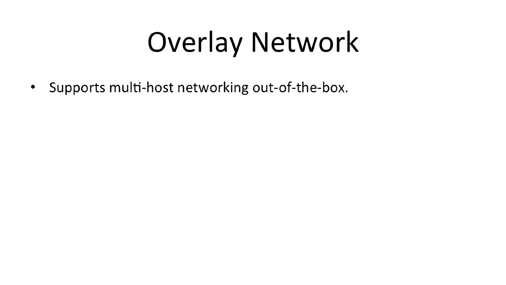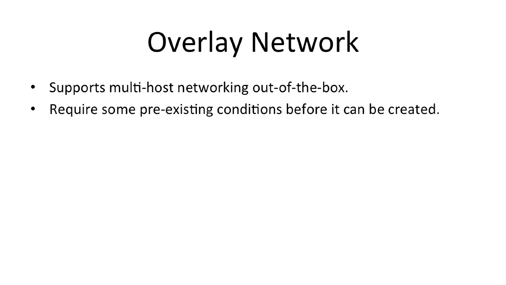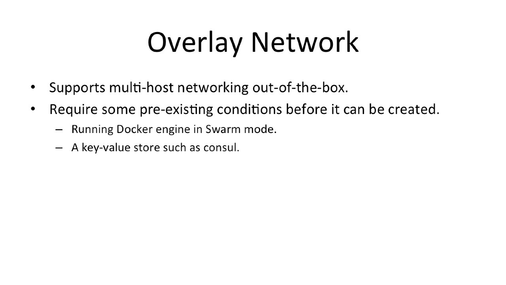Unlike bridge networks, overlay networks require some pre-existing conditions before you can create one. One option is that when Docker Engine is running in Swarm mode, you can create an overlay network on a manager node. Or, if you are not using Docker Engine in Swarm mode, the overlay network would require a key-value store service. In real-life scenarios, most services are deployed across multiple hosts, so overlay network is widely used in production.